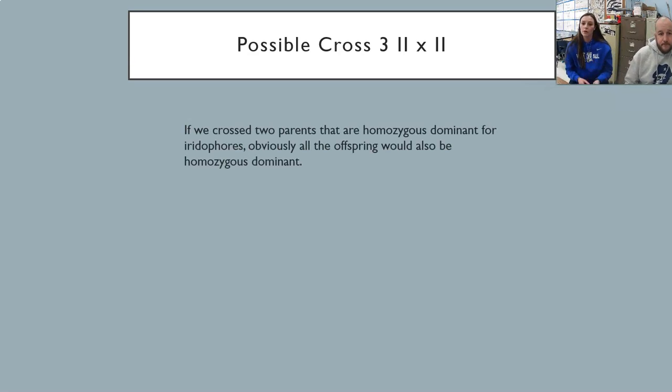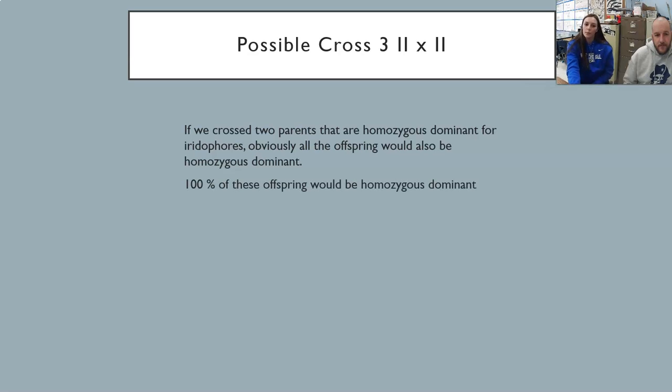Okay, we went through possible cross 3 without a Punnett square because we can talk about it and know some stuff. So if we cross 2 parents that are homozygous dominant for iridophores, all of the offspring would also be homozygous dominant. Those are the only alleles that either parent can give.